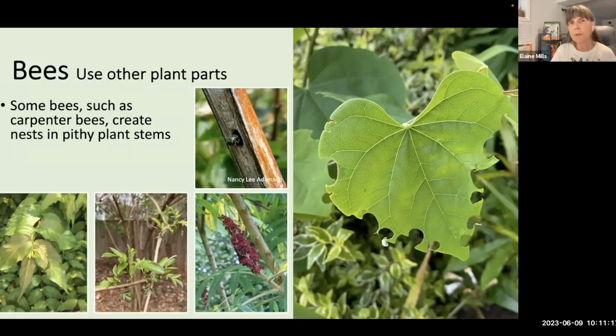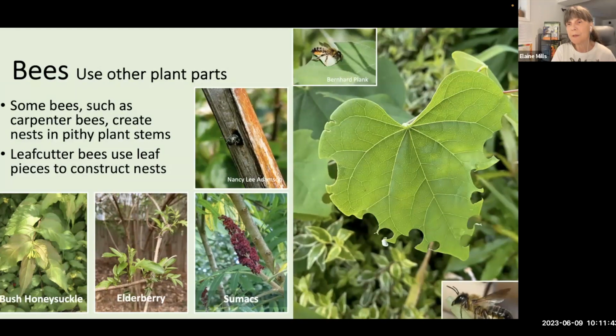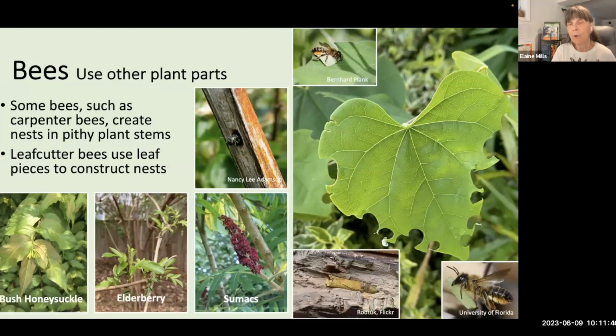Bees use other parts of plants in addition to flowers. Some bees, such as carpenter bees, create nests in pithy plant stems. Some examples would be our native bush honeysuckle, elderberry, and the various sumac species. And leafcutter bees use leaf pieces to construct their nests. They'll cut away semicircular edges from the leaves, then carry them away, and they'll roll them tightly. They'll insert an egg and the little pollen loaf inside and wrap it in kind of a cigar shape.